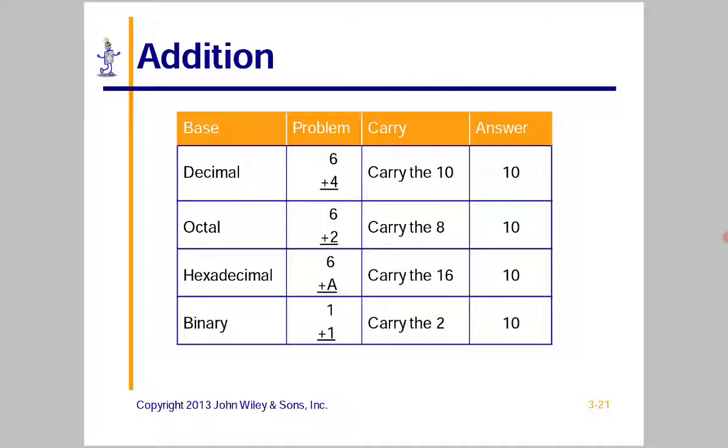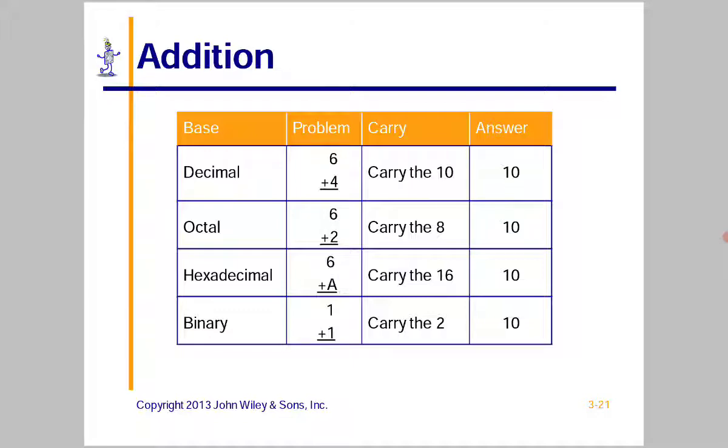Next, decimal 6 plus 4 is 10. Octal 6 plus 2 is 8. There is no digit 8 in the octal number system, so divide it by 8: the quotient is 1 and the remainder is 0, so the digits are 1 0. So when you add two octal numbers 6 plus 2, the answer is 10.